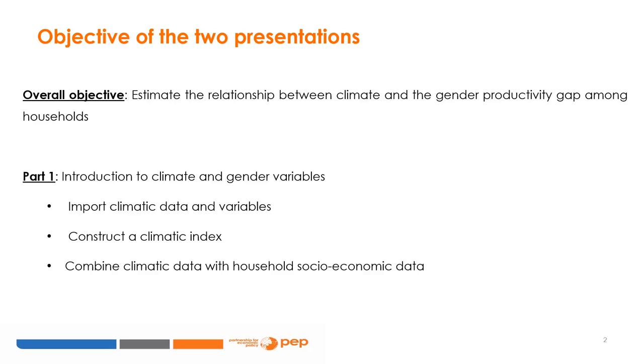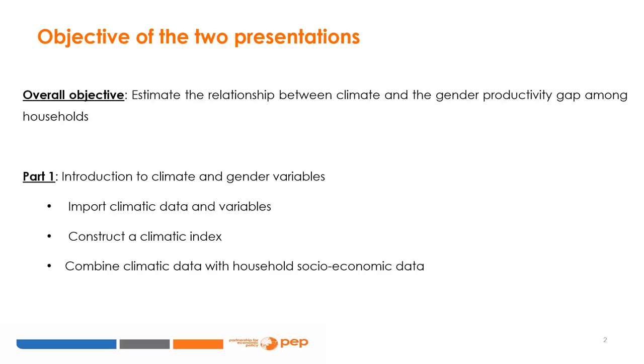Welcome to this module on assessing the impact of climate change on the gender agricultural productivity gap for smallholder farming. The overall objective is to estimate the relationship between climate and the gender productivity gap among households.